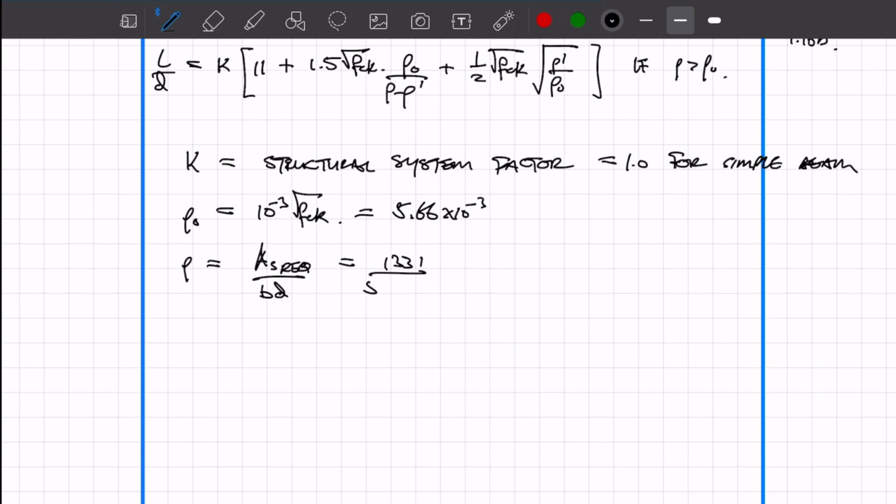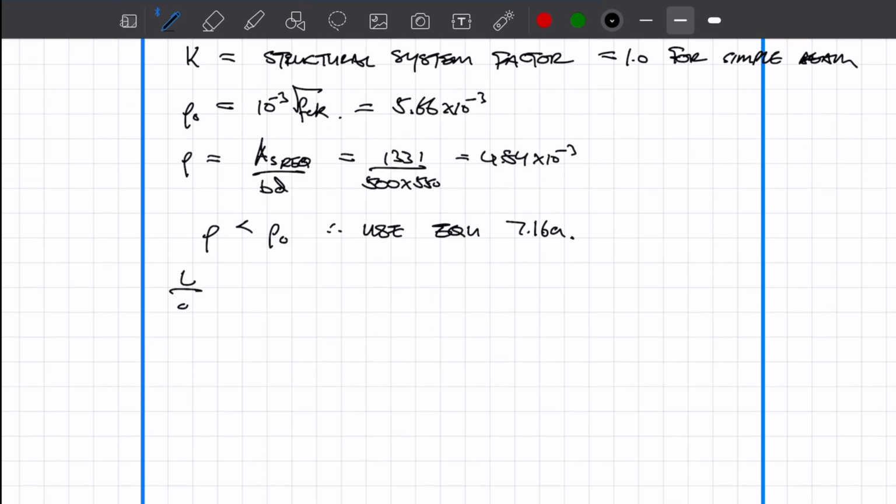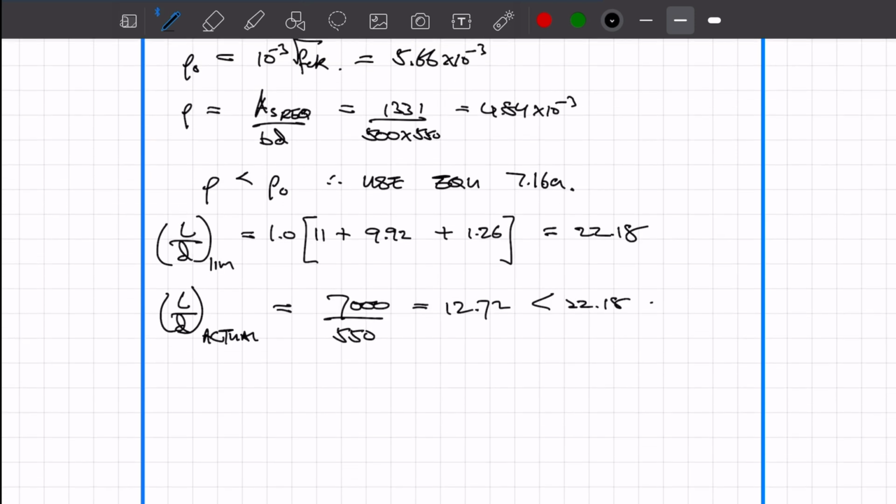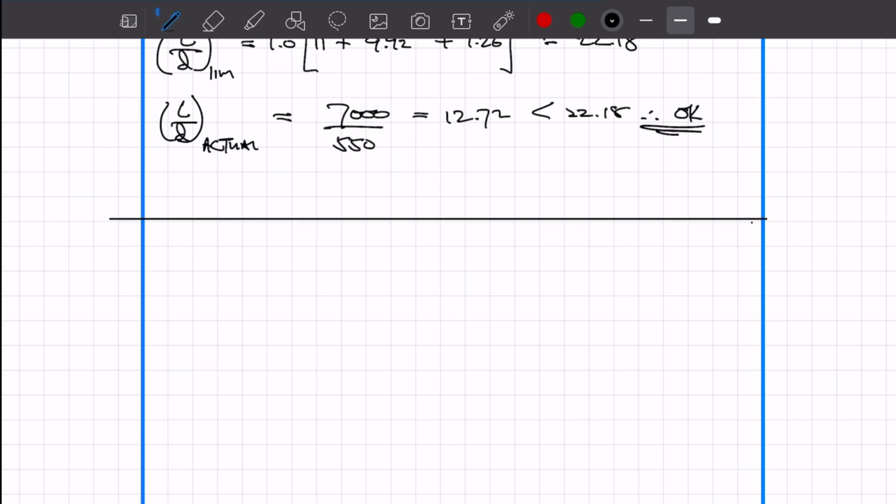ρ is the reinforcement ratio based on the area of steel required, not provided. We work out that ρ is less than ρ0, therefore we need to use equation A. Plug the numbers in and we get a span to depth ratio limit of 22.18. Calculate the actual span to depth ratio, which is simply the span divided by effective depth, which is 12.72. This is less than the limit, therefore our beam is fine in deflection.